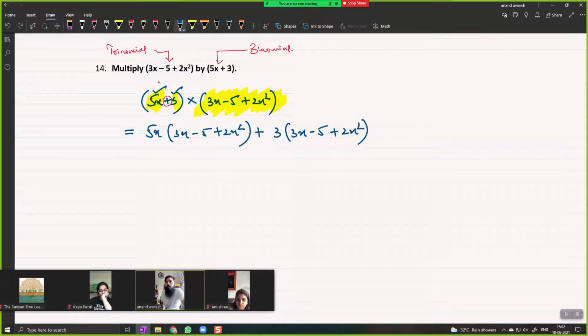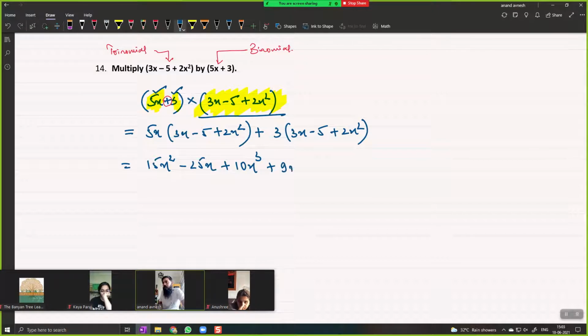So what did I do? I took 5x multiplied with the whole second bracket. I put a plus sign between both the terms. I took 3 and I multiplied with the whole second bracket. Okay, so 5x into 3x, 15x square. 5x into minus 5, minus 25x. 5x into plus 2x square, plus 10x cube. Plus 3 into 3x, plus 9x. Plus 3 into minus 5, minus 15. Plus 3 into plus 2x square, plus 6x square.